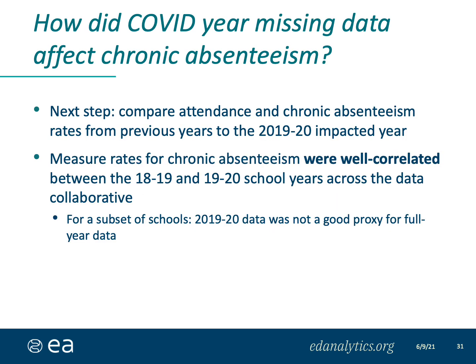In order to unpack this, our next step was to compare chronic absenteeism rates from previous years to the 2019-2020 impacted year. We found that measure rates for chronic absenteeism were well correlated between the 18-19 and 19-20 school years across the data collaborative. However, it is important to note that for a subset of schools, the 2019-20 data was not a good proxy for the full year data.